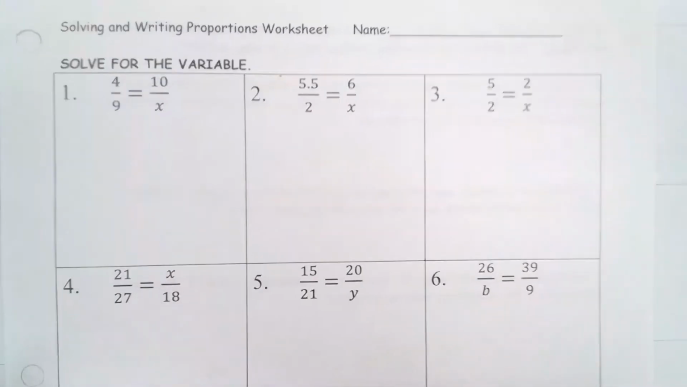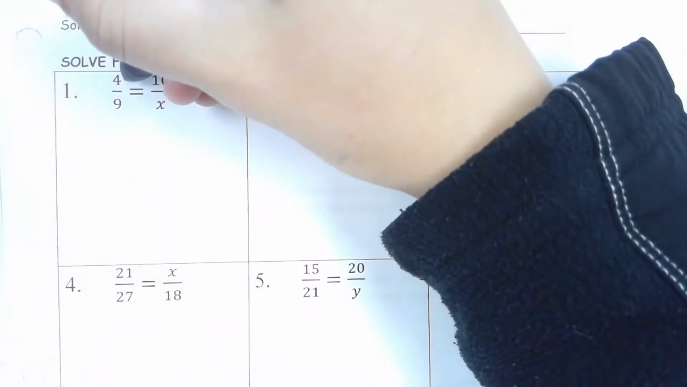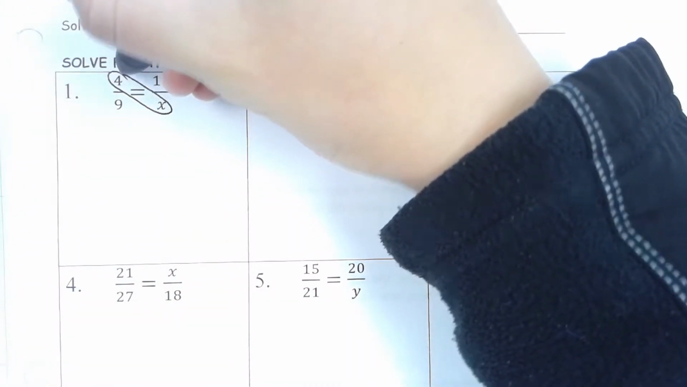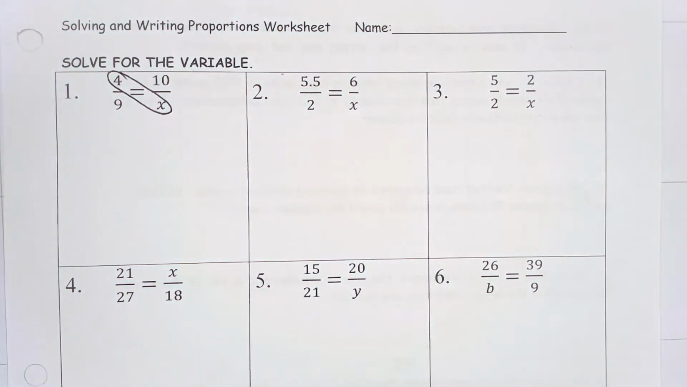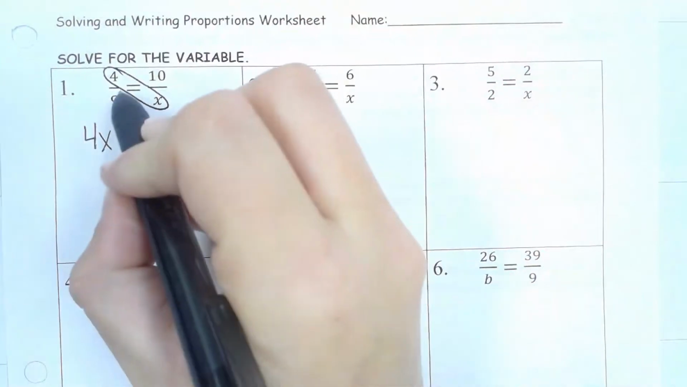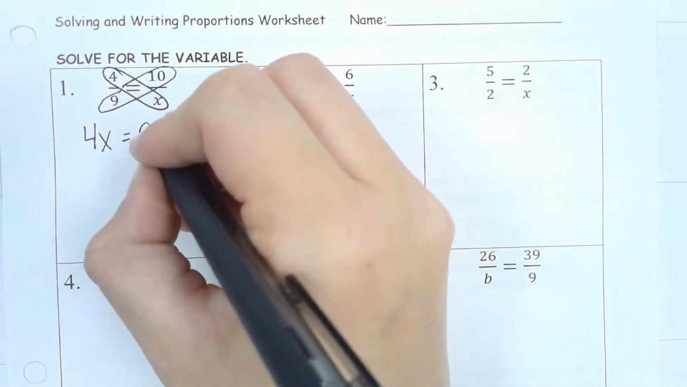Hello! Today we are going to be working on solving and writing proportions. So when you solve a proportion, we have a cross method that we do to help us solve it. And what that means is you are cross multiplying to set up a one-step equation. So when you cross multiply, 4 times x gives us 4x. And then you do the other side as well, so that then 9 times 10 gives us 90.